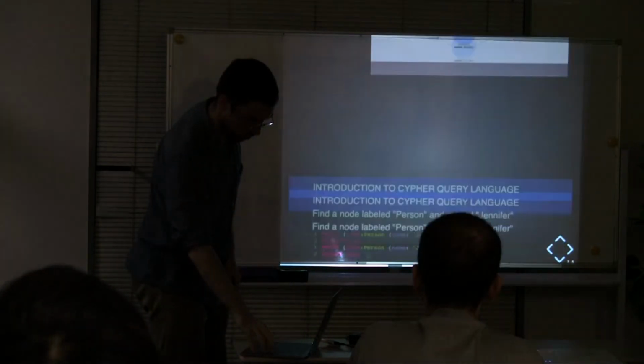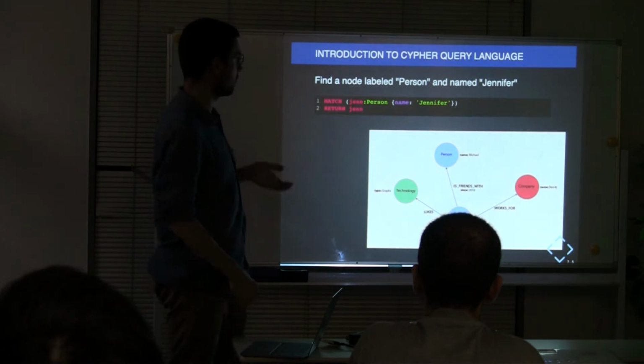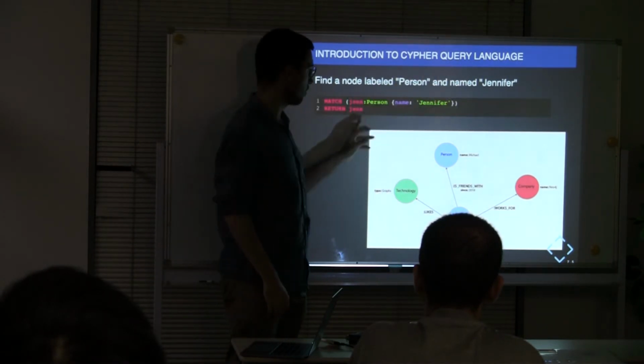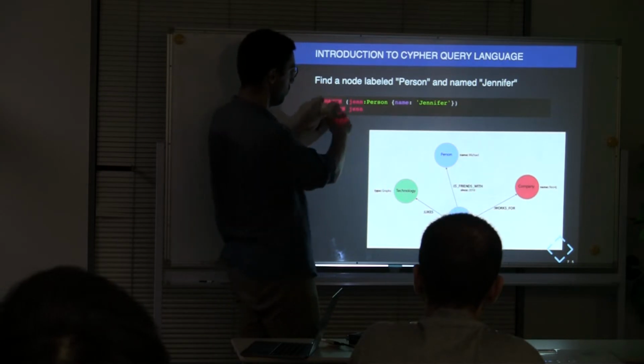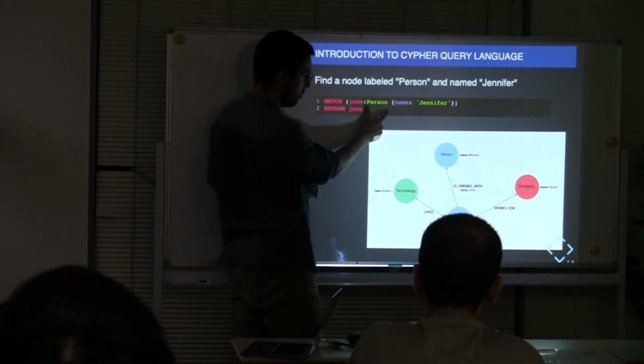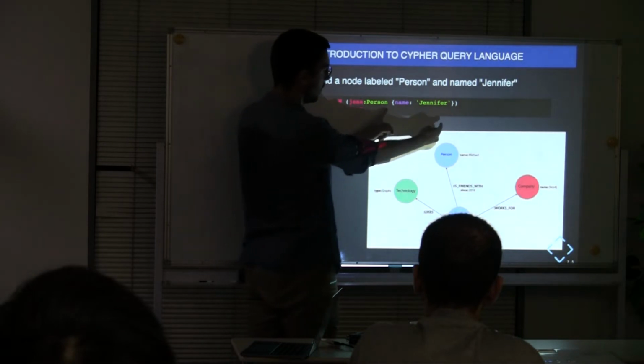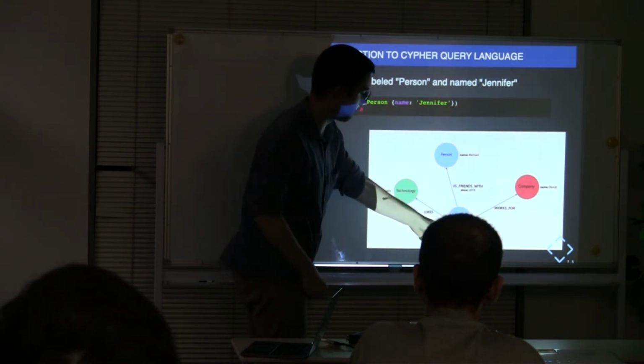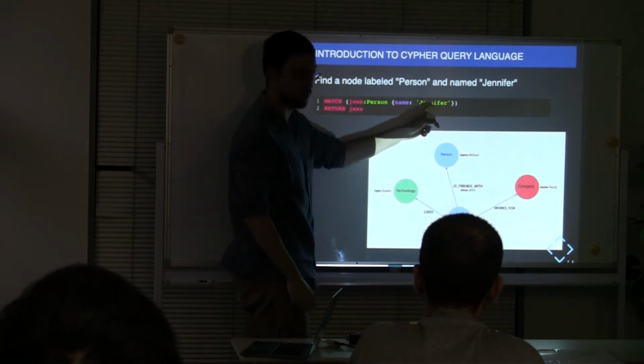If you want to be more precise, we want to find nodes person whose property is Jennifer. So you can do it like that. You still use match with the nodes, we look for persons, and then here we can specify properties. So we look for the property name with the value of Jennifer.